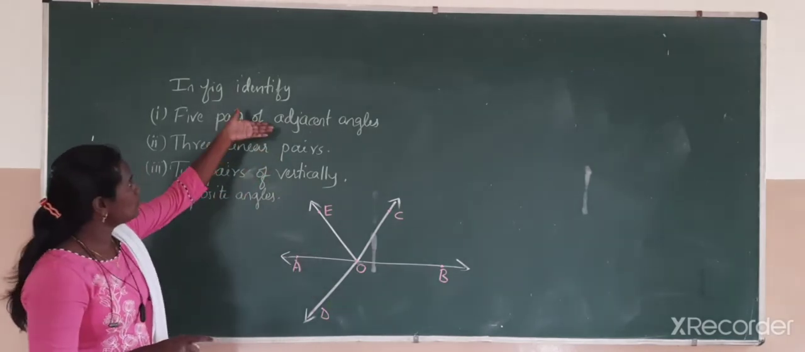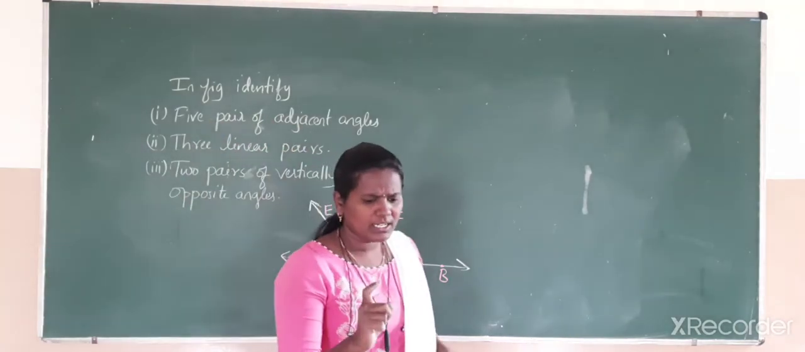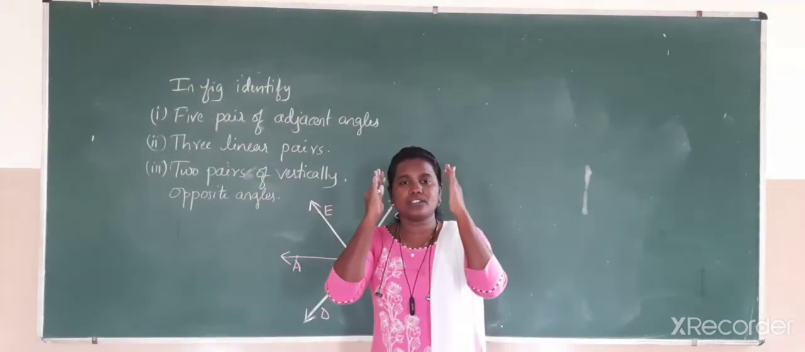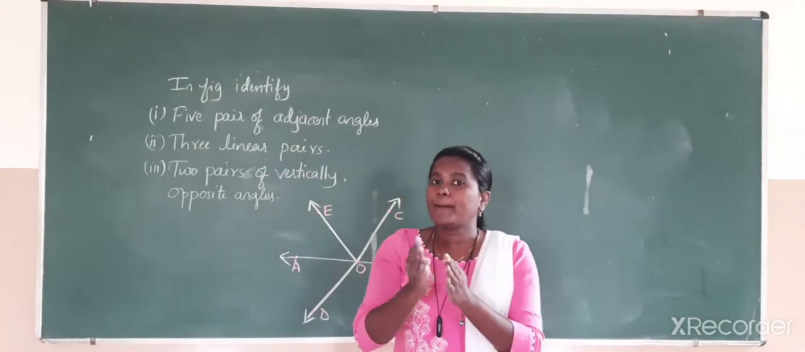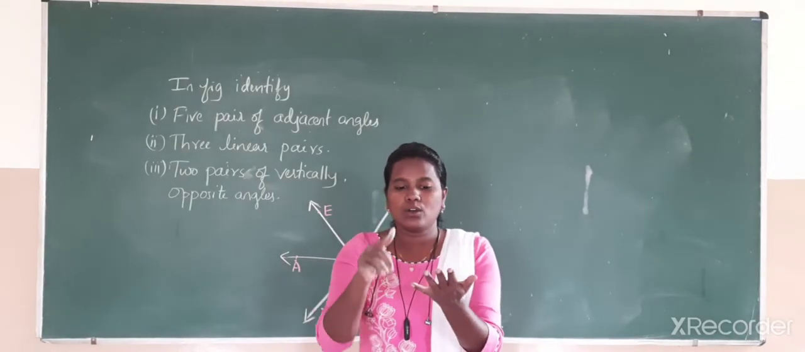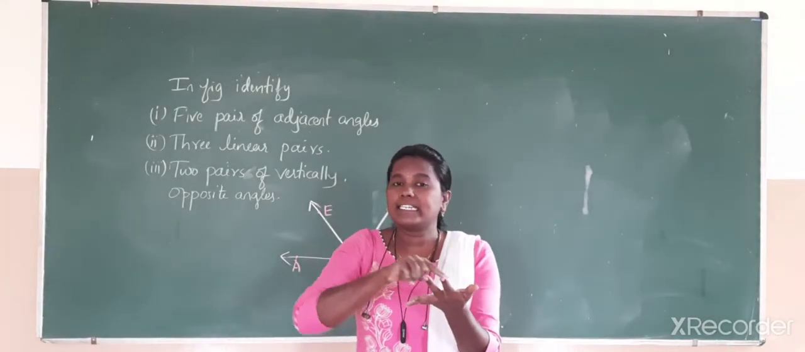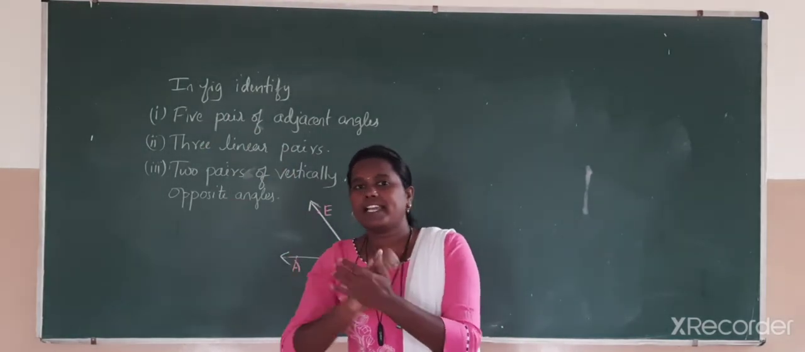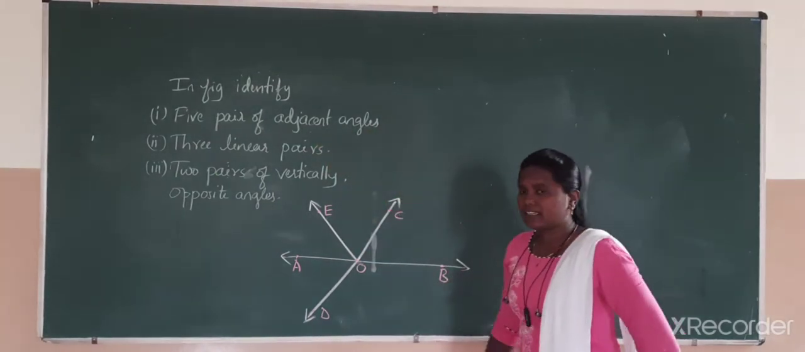Let us find them one by one. 5 pairs of adjacent angles. What are adjacent angles? The clear picture should come in front of you. The adjacent angles are a pair of angles, meaning 2 angles which have a common vertex and a common arm that separates the given angles. So 5 pairs of adjacent angles.